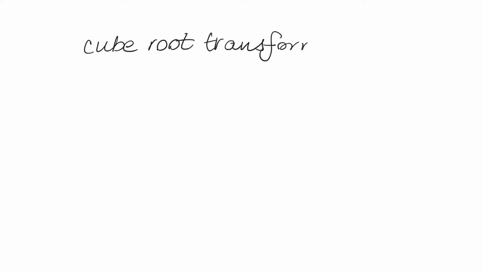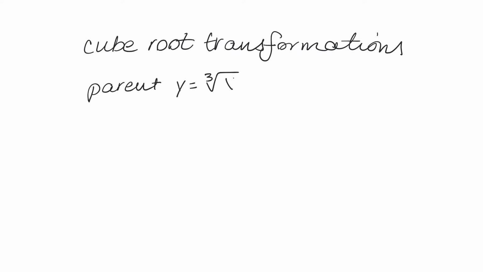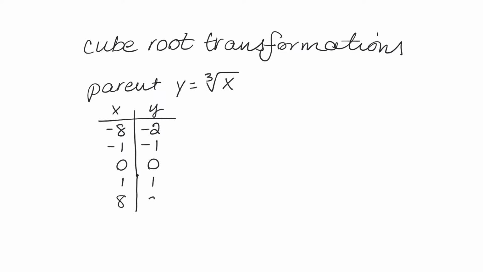So let me write that out really clearly. Cube root transformations look like this. Our parent is y equals cube root of x, and what we like to draw on that for x and y, one more time, is -8, -1, 0, 1, and 8. These are really good coordinates, which gives us -2, -1, 0, 1, and 2.